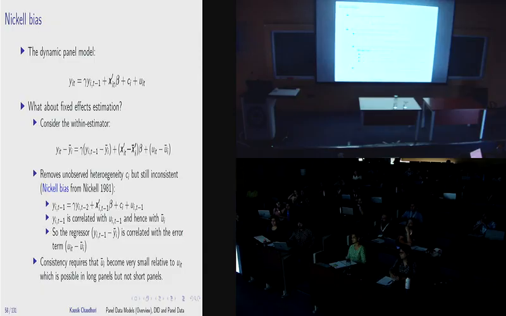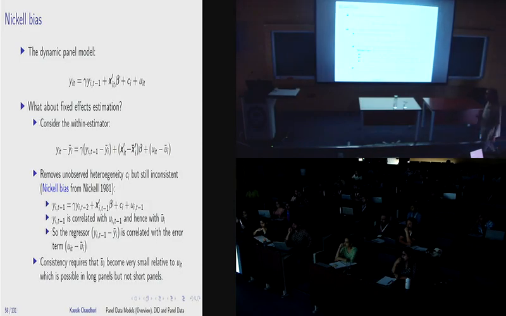Why is it still inconsistent? Look at the second equation again. y_i,t-1 depends on y_i,t-2 plus U_i,t-1. But y_i,t-1 is correlated with U_i,t-1 as well as this guy, U_i bar. Therefore, the regressor, which is y_i,t-1 minus y_i bar, is correlated with the error term. And hence, consistency I can only achieve when U_i bar is very small relative to U_it, which is possible in long panels but not in short panels.